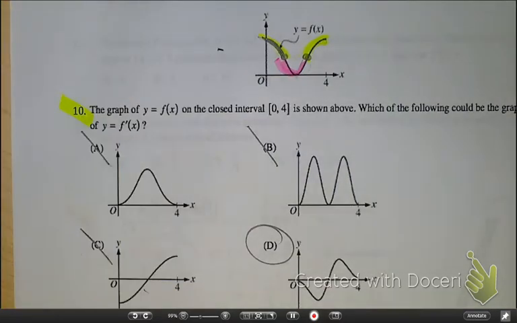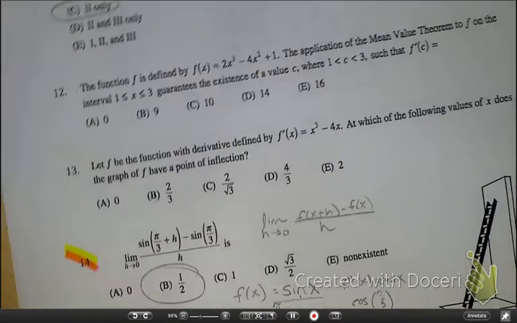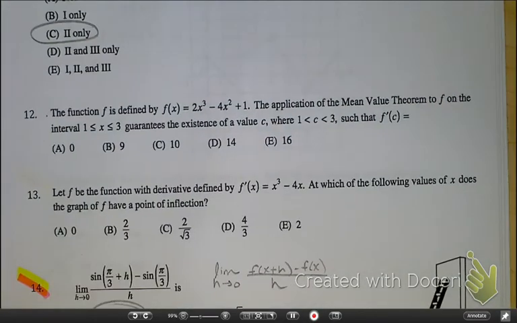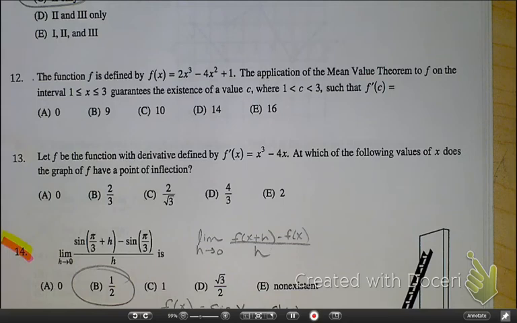The next one we'll look at is number 12. Number 12 says, the function f is defined by f of x equals that cubic function. The application of the mean value theorem to f on the interval from 1 to 3 guarantees the existence of a value c, where 1 is less than c is less than 3, such that f prime of c equals blank.